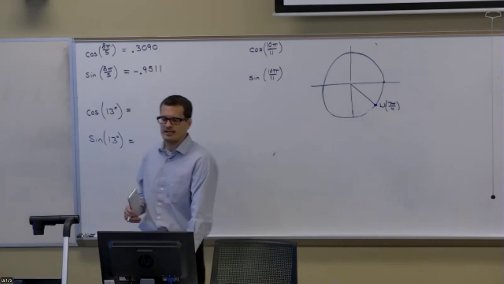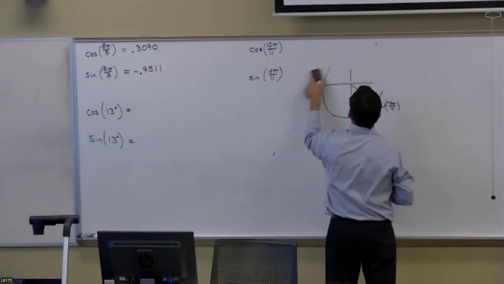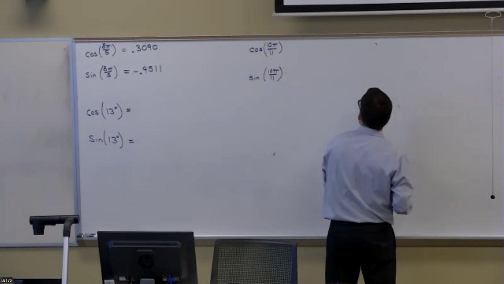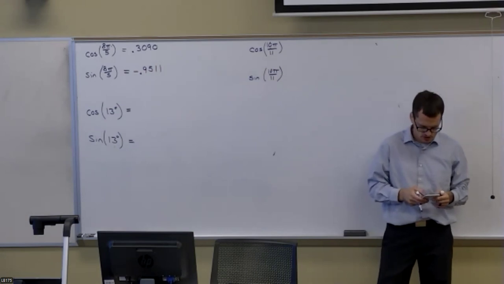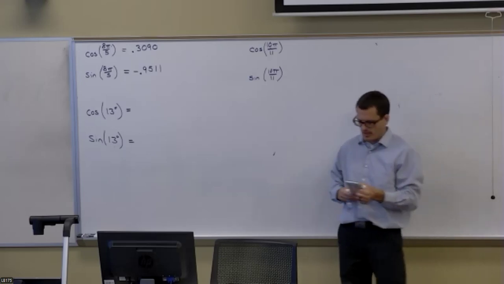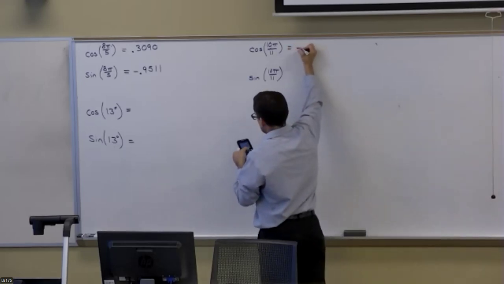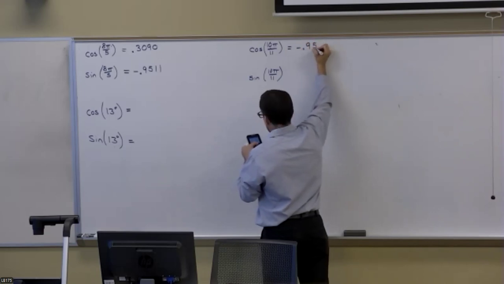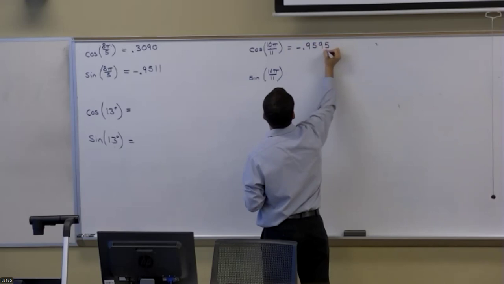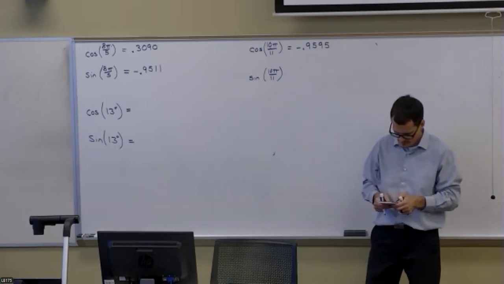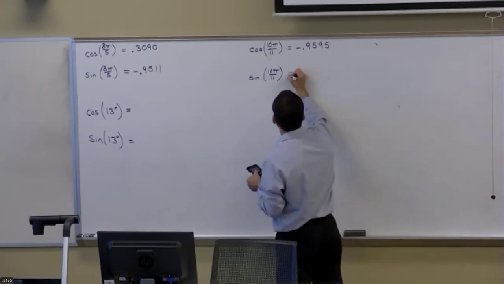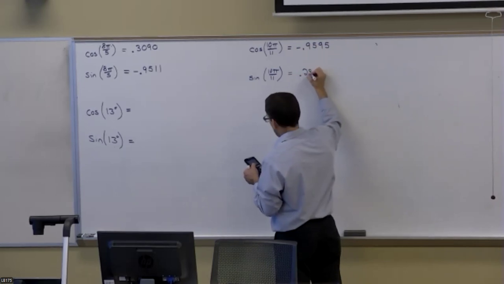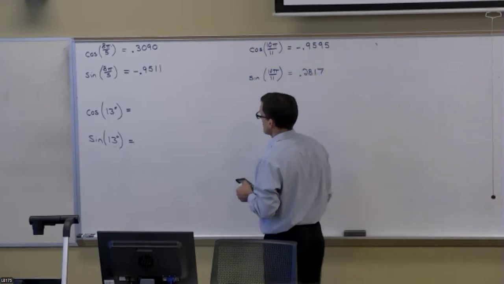Since my calculator is already in radian mode, I'll move over to here and do the 10 pi over 11. Cosine of 10 pi over 11 becomes a negative 0.9595. Sine of 10 pi over 11, 0.2817.